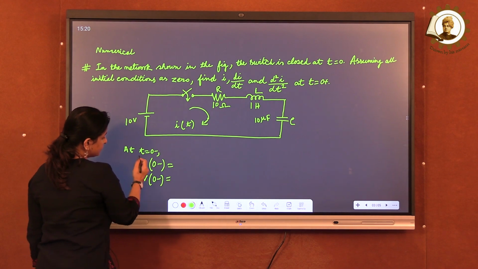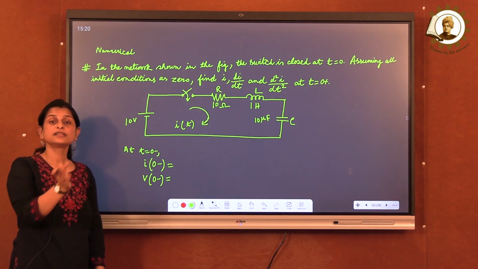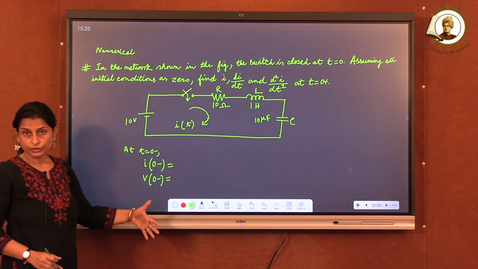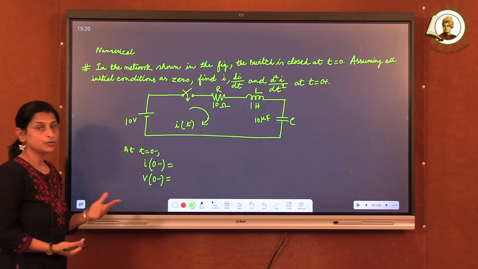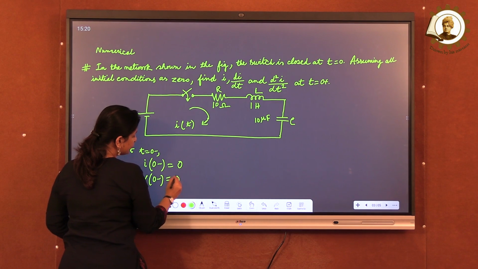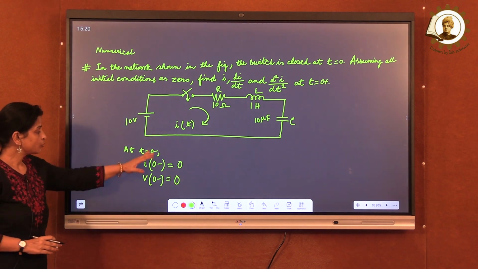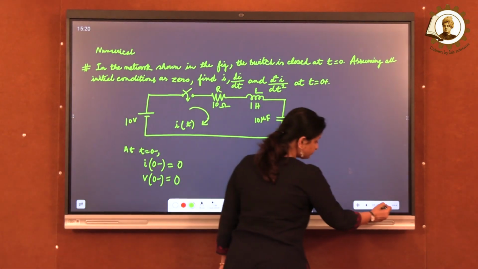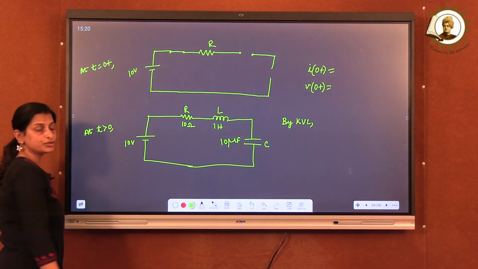So I0 minus. I0 minus means the instant when the switch is not yet closed, the switch is open. So obviously the initial current and the initial voltage before the switch closes will be 0. So both IL0 minus and V0 minus will be 0. So at t equal to 0 minus, we have found that the current and the voltage will be 0. Now we will find what will happen at t equal to 0 plus.